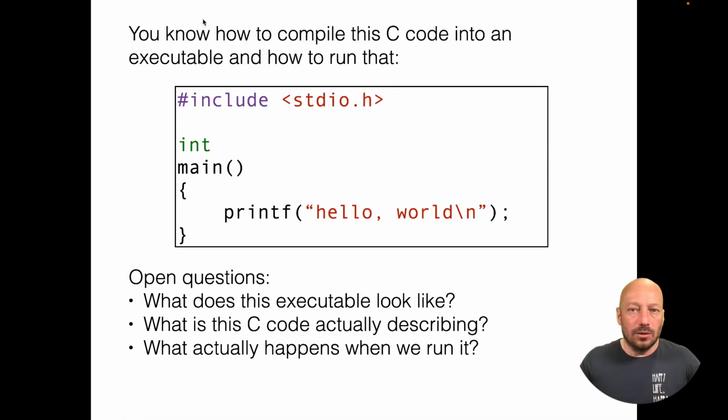You already know how to write this C code into some file, use a compiler like GCC to translate it into an executable and then run this executable so that you actually see this message "Hello World" printed on the terminal. So you probably already have a clue what you would have to change in the C program so that it would print a different message.